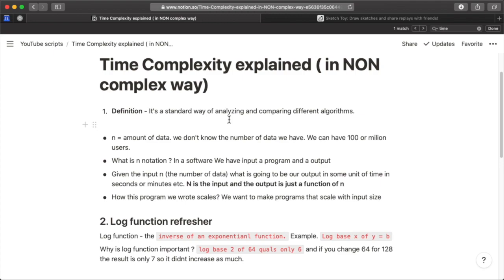So, first of all, the definition of time complexity. Basically, it's a standard way of analyzing and comparing different algorithms.